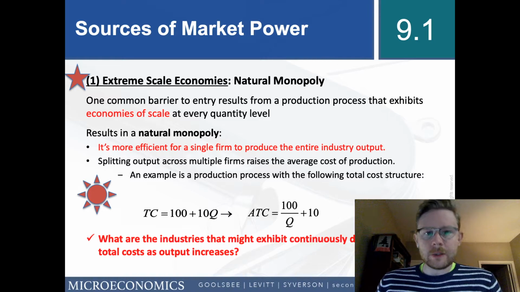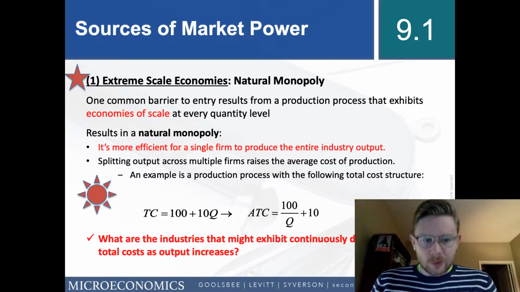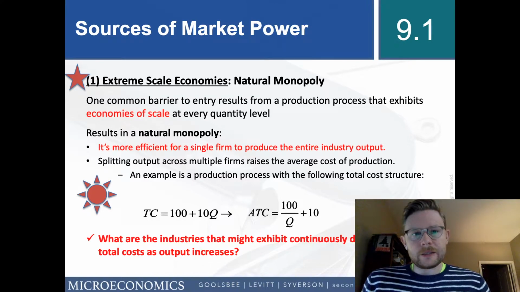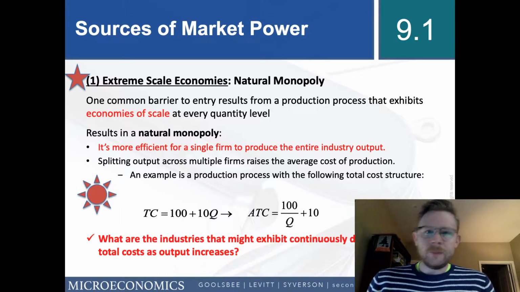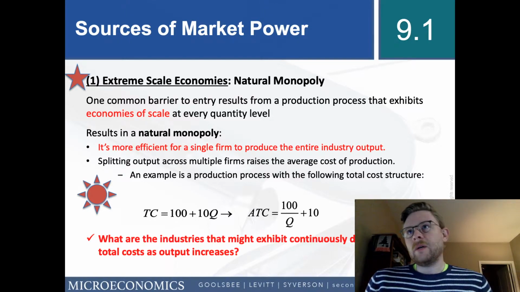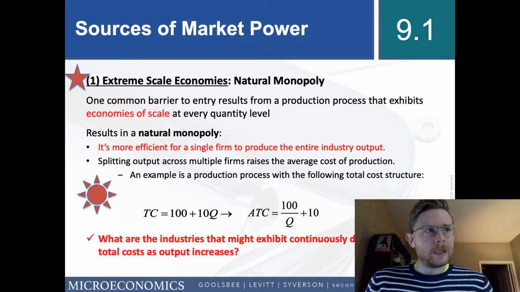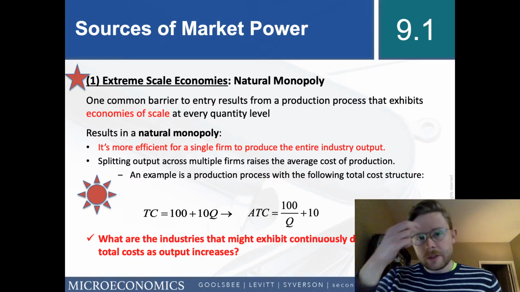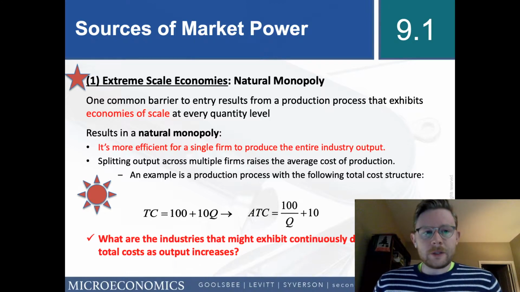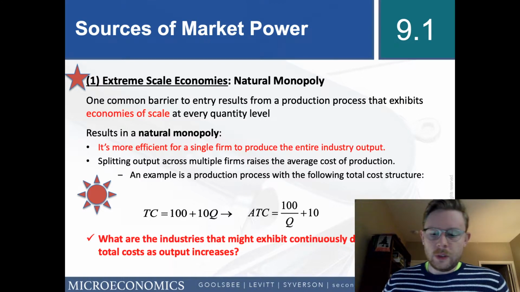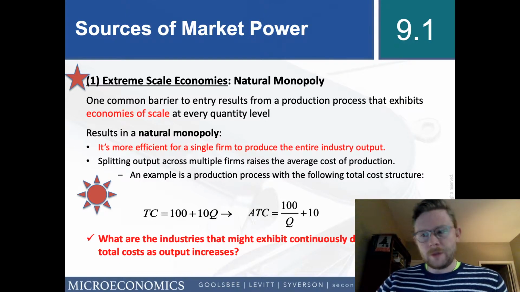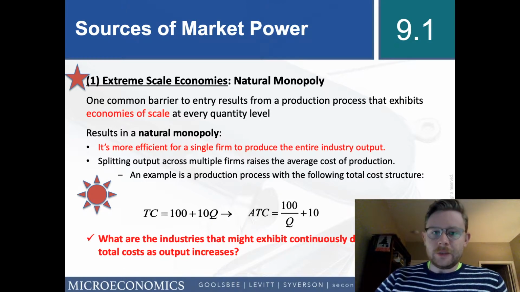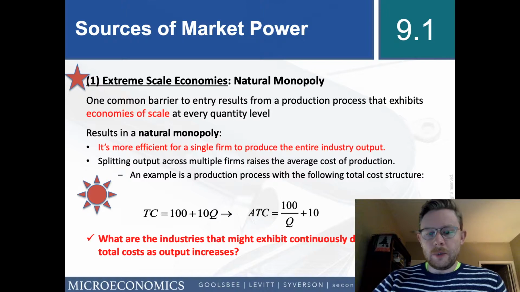What kind of industries might exhibit this sort of continuously declining average total cost structure? You would expect things like utilities: electric, water, telecommunications. When you think about telephone lines, it would become very expensive for a lot of firms to install their own telephone lines. So a lot of times what cities will do is give a firm a natural monopoly, because it becomes very expensive for a lot of firms to produce it, but it's relatively cheap for one firm to create more and more lines. Their average total cost decreases the more that they produce.